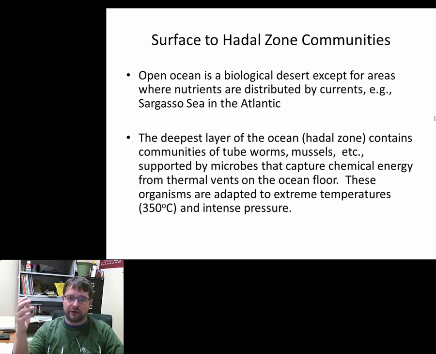Sometimes it comes from what we call chemosynthesis. These are organisms, microbes and other organisms associated with the microbes, that have the capability of converting chemicals into energy. Sulfur and things like that are coming from heat vents on the benthic zone of the ocean. And so these organisms can be extremely adapted to really harsh environments.